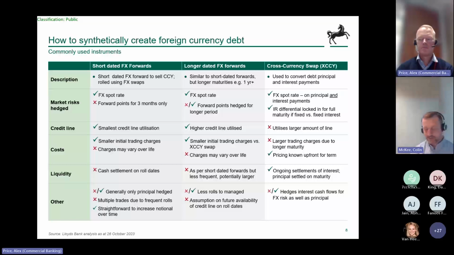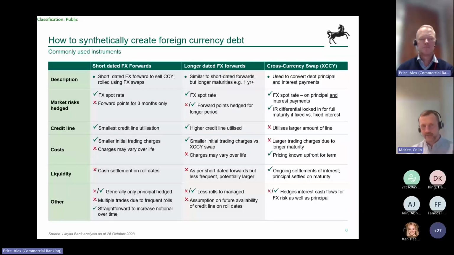The benefits, these instruments will have a smaller credit line utilization, therefore probably smaller charges up front. However, those charges might vary over the life as you roll the trades, and on each roll date you have the cash settlement for the full notional value of the instrument.